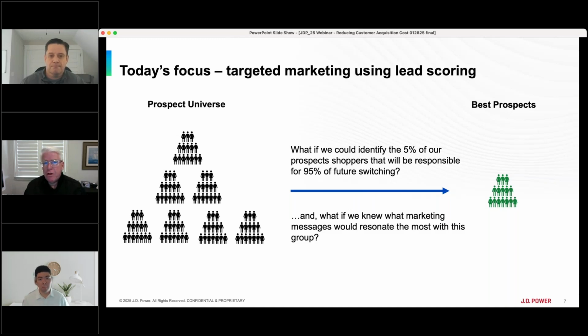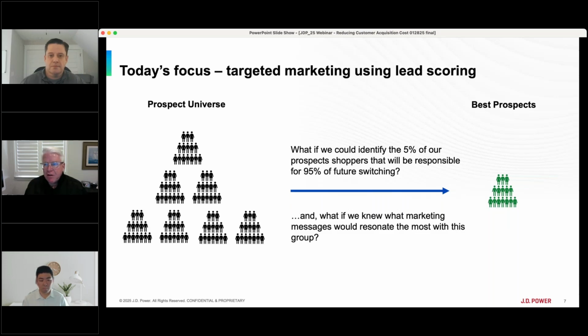Even better, which are the most likely to switch to our brand and meeting our underwriting guidelines. And then even better, it would be helpful to understand, once we identify this group that is likely to switch, can we actually identify the marketing messages that would resonate the most with the group? So that's the challenge is how do you take that prospect universe and really kind of narrow it down to the group of best prospects.